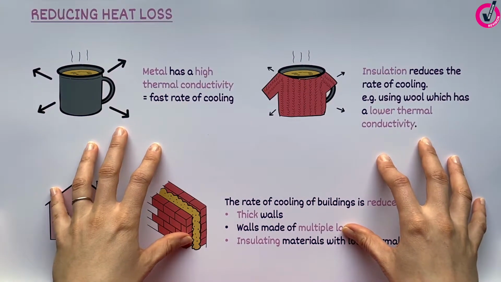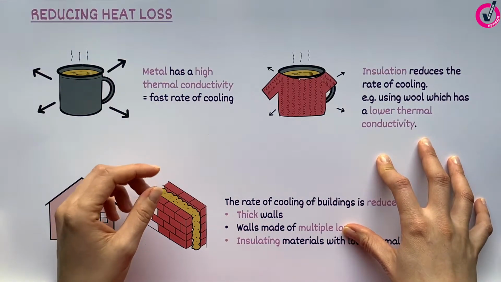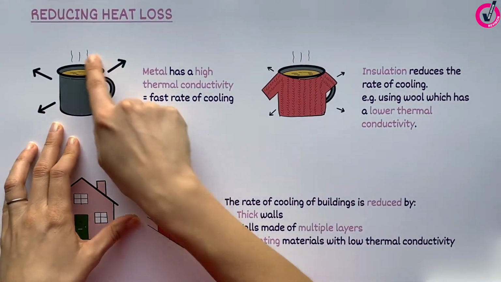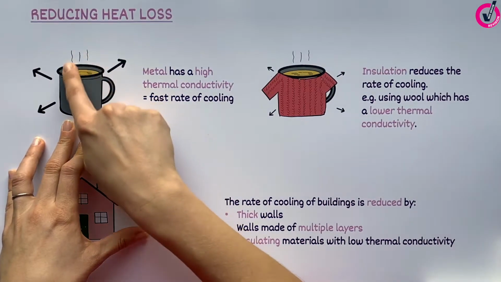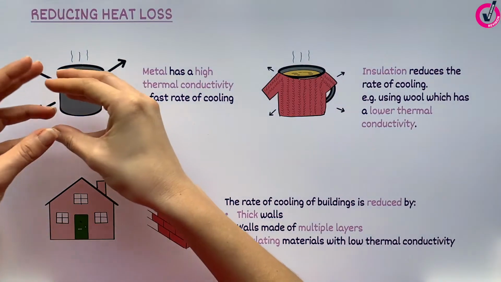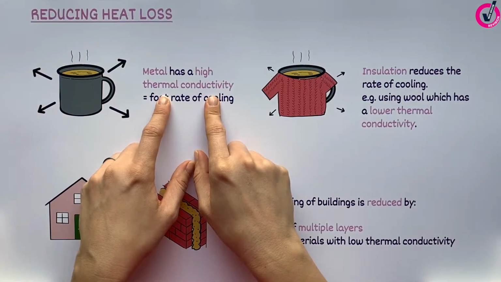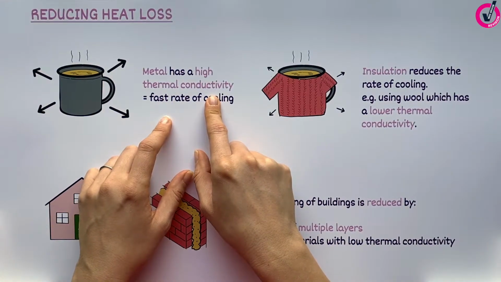You need to know a little about how to reduce unwanted energy lost through heat transfer. If I have a cup of tea in a metal cup, the thermal store of energy of the tea will reduce quite quickly, with the energy being transferred outwards to the surroundings. It happens quickly because metal has a high thermal conductivity.